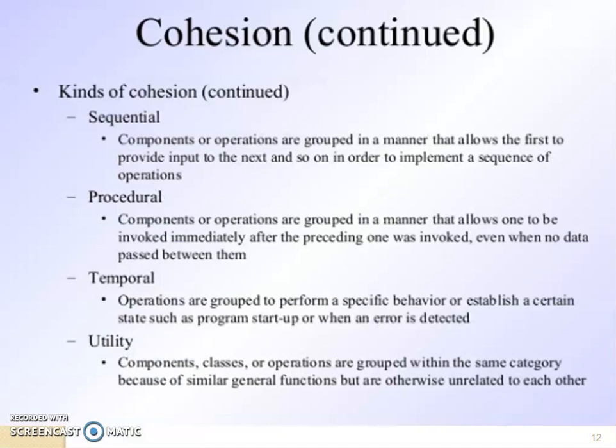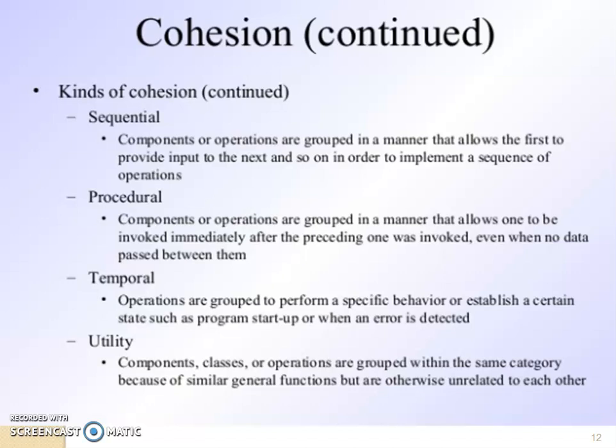Next are sequential, procedural, temporal and utility. In the case of sequential, components or operations are grouped in a manner that allows the first task to be done first, then after completing that first task, it will go to the second task, then the next task, up to the nth task. In the procedural, components or operations are grouped in a manner that allows one to be invoked immediately after the preceding one was invoked, even when no data is passed between them.